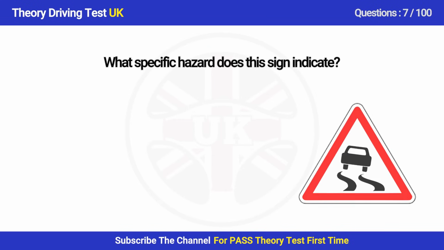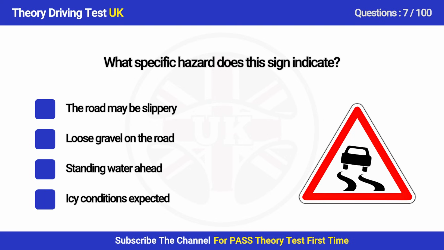Question 7. What specific hazard does this sign indicate? A. The road may be slippery. B. Loose gravel on the road. C. Standing water ahead. D. Icy conditions expected.